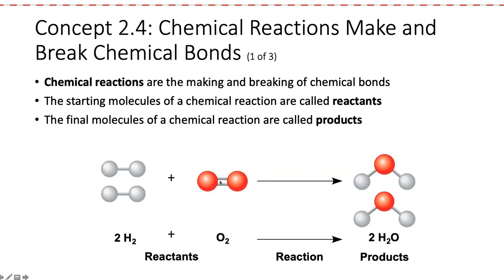One thing to notice is that the same number of atoms in the reactants are also found in the products. They've just been rearranged. Here we have 2 hydrogen gas molecules, and here we have 1 oxygen gas molecule. When those encounter each other and are given a little energy, they can rearrange and form 2 water molecules. Notice that the 2 oxygen atoms are now redistributed. Each one has 2 hydrogen, H2O.